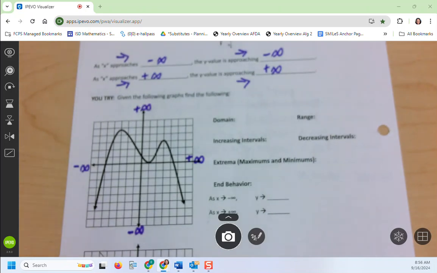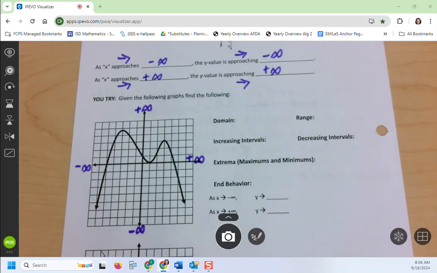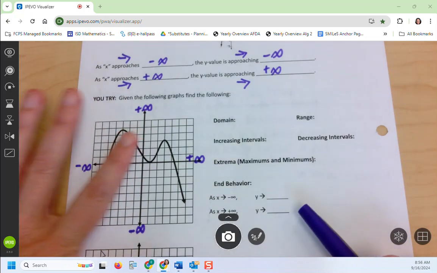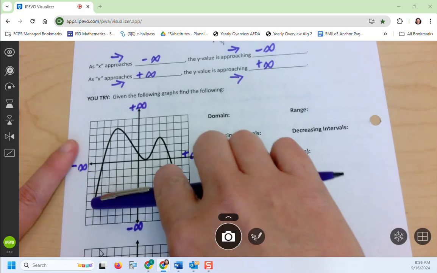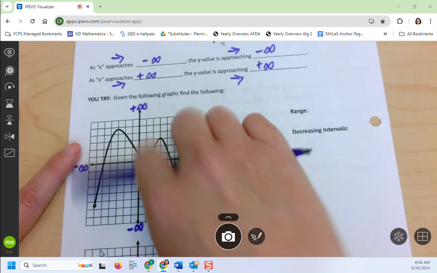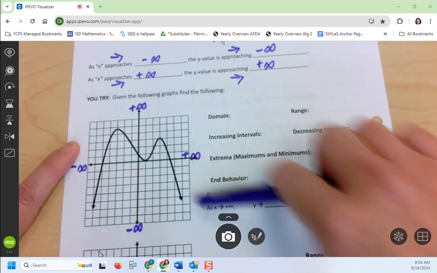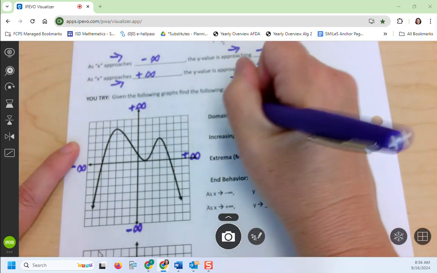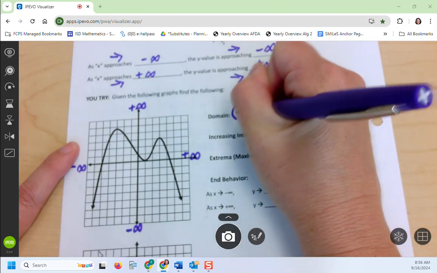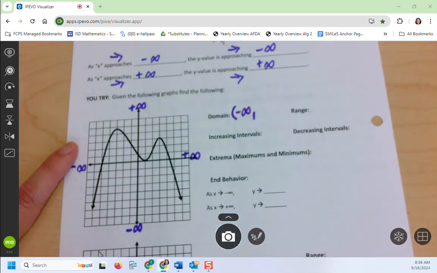Okay, domain. Your domain starts all the way over here on the left. This arrow, even though it's going down, it's also going left. And it continues until all the way on the right. So your domain is negative infinity to what? I heard one vote over here on that side of the room. Negative infinity to what? Positive infinity.